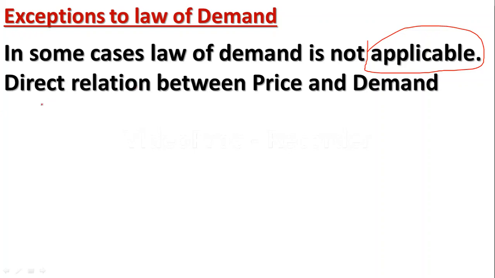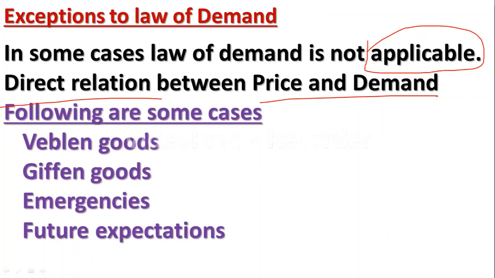Instead of an inverse relationship, sometimes you are going to find a direct relationship between price and demand. So this is known as the exception to the law of demand. There are some cases, such as Veblen goods, Giffen goods, some emergencies, and future expectation. In these conditions, the law of demand is not going to apply. Now let us see the first one, that is Veblen goods.